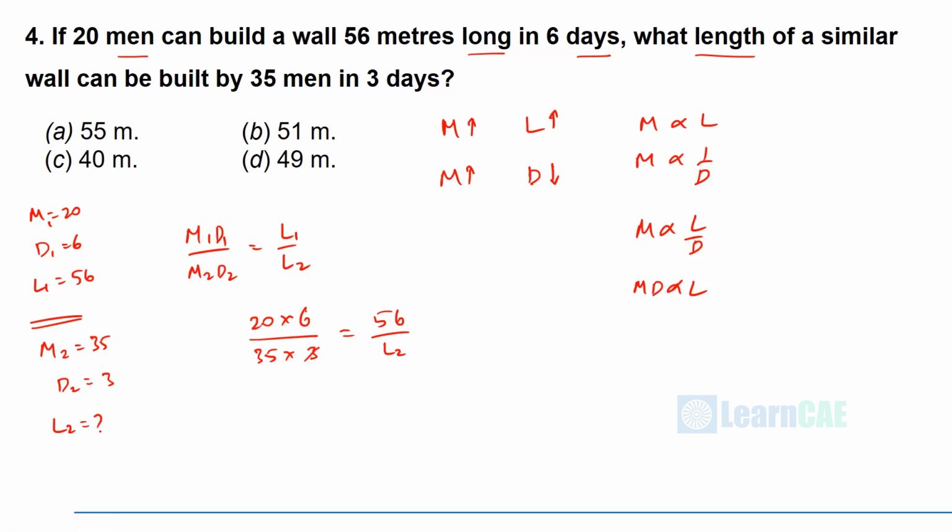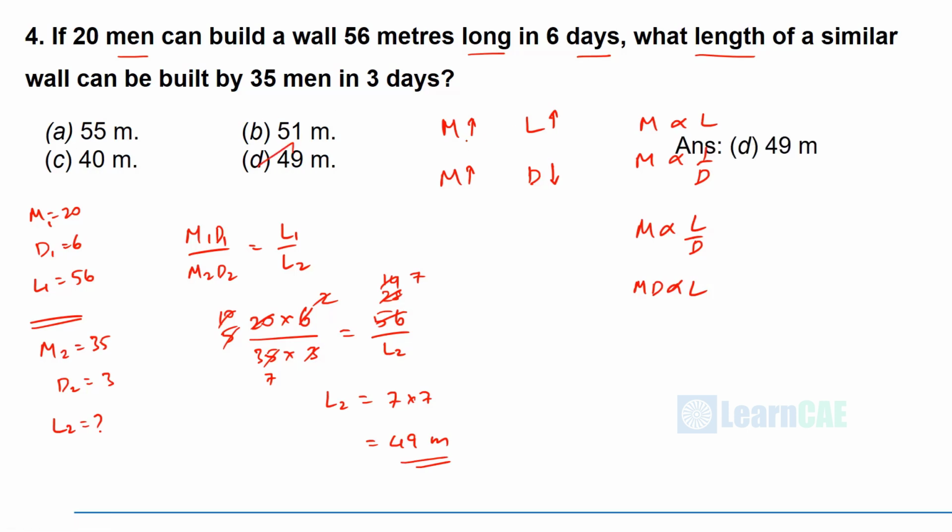Okay. So this will go 2 times and this will be 28 and this will be 10, 14, again 5, here it will be 7, so this will be 7. So L2 will be equal to 7 into 7, which is 49 meters. So the answer is D, 49 meters.